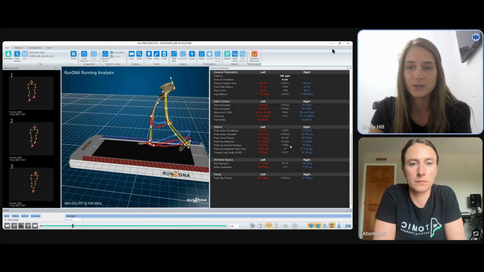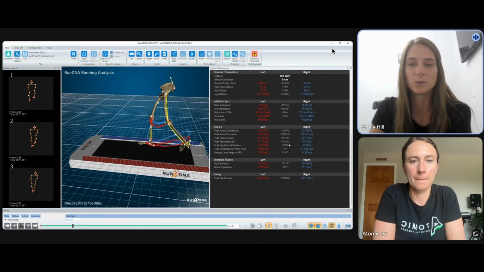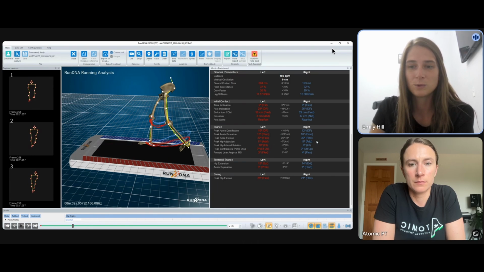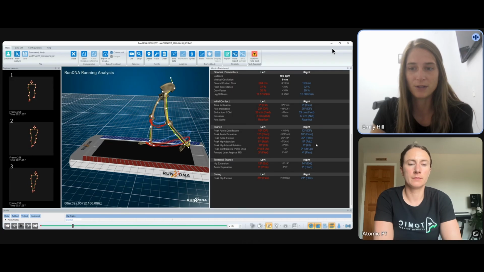Again, less than 5 degrees of internal rotation is our ideal. We don't want those hips collapsing or rotating in. We see here on the left side, 10 degrees of internal rotation and 8 degrees on the right. So definitely some more stuff popping up here with Andy at the hips.